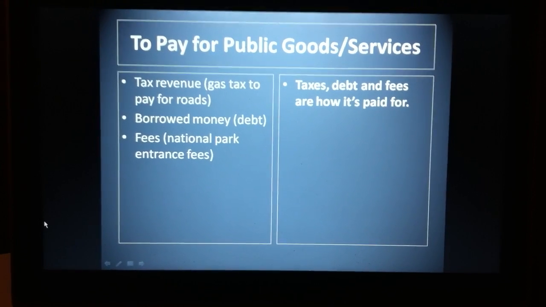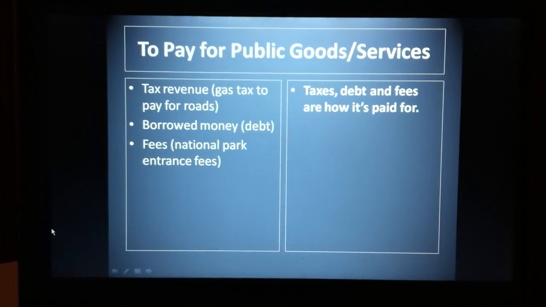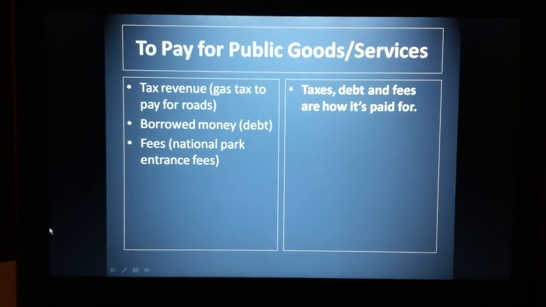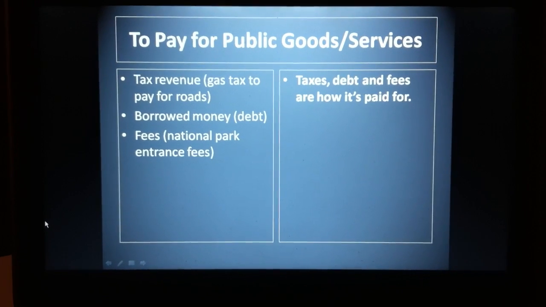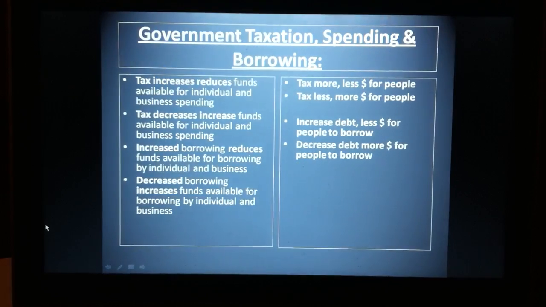To pay for public goods and services, we need tax revenue, like a gas tax, borrowed money, like debt, and fees, like national park entrance fees. So tax, debt, and fees. That's how they're paid for. Look at this national park right here.